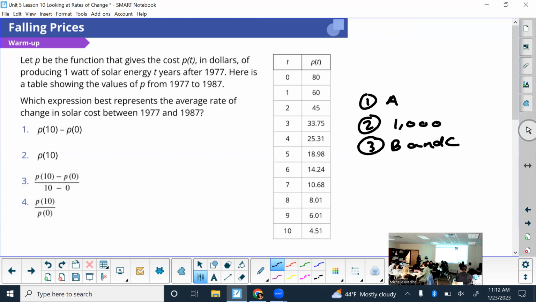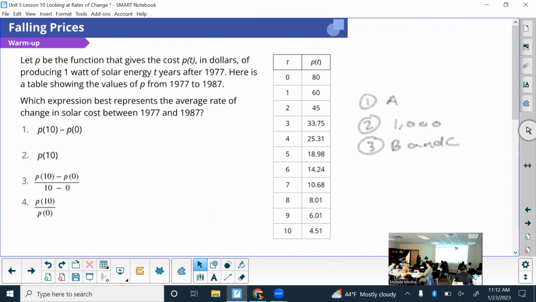Okay. All right. Finally, moving on to the real lesson. So here's the warm up. It is printed on your paper. So yeah, I can start printing things for you again. So let P be the function that gives the cost P of T in dollars of producing 1 watt of solar energy T years after 1977. Here's a table showing the values of P from 1977 to 1987. Which expression best represents the average rate of change in solar costs between 1977 and 1987?